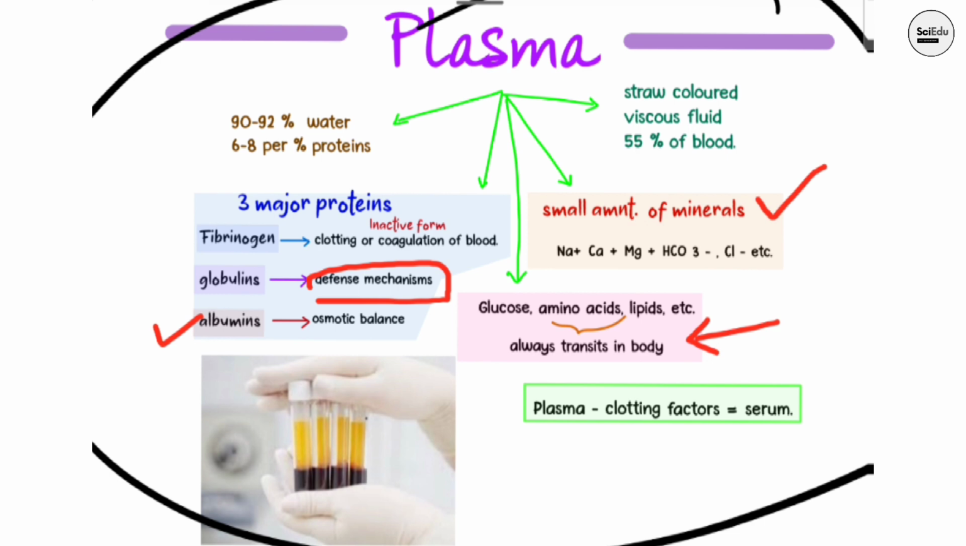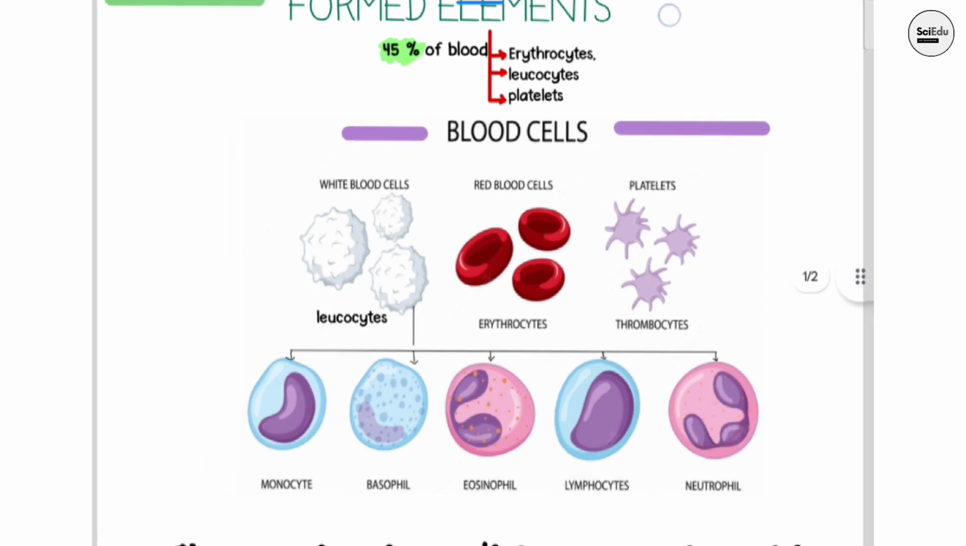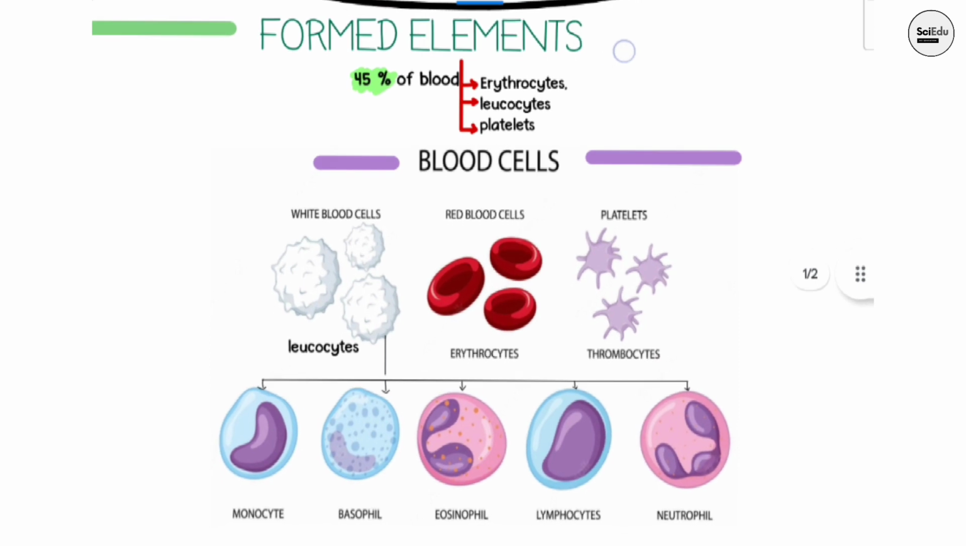Factors for coagulation or clotting of blood are also present in the plasma in an inactive form. Plasma without the clotting factors is called serum. Formed elements: erythrocytes, leukocytes and platelets are collectively called formed elements, figure 15.1, and they constitute nearly 45% of the blood.